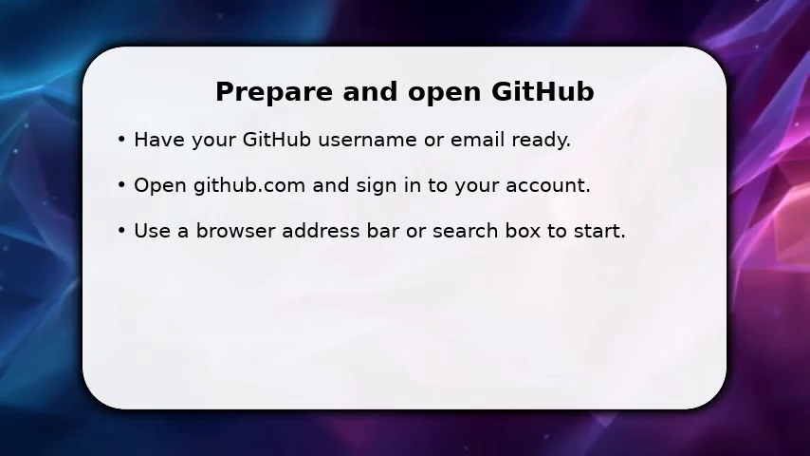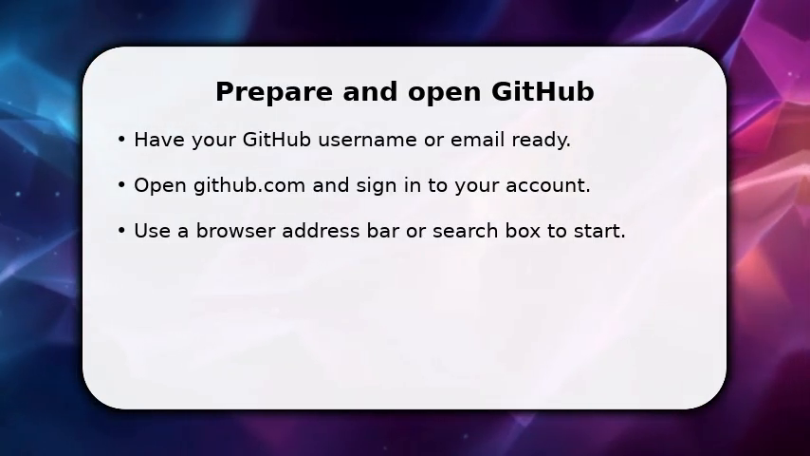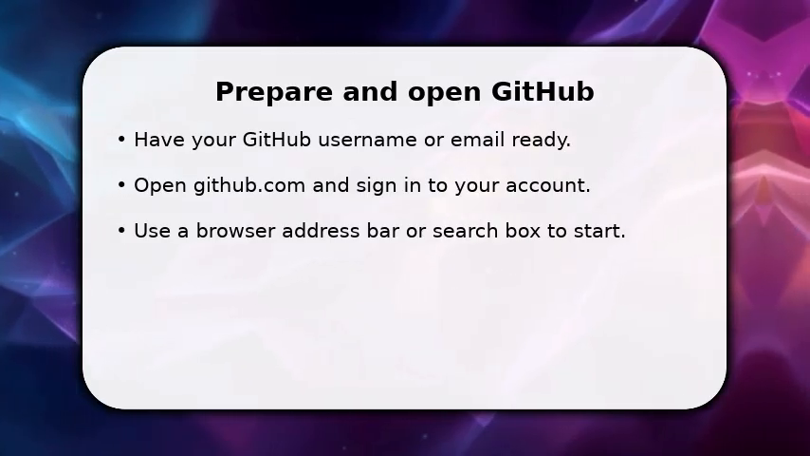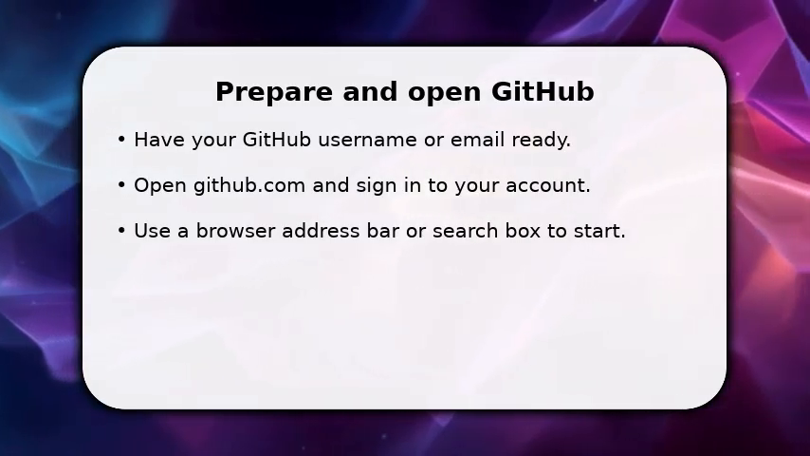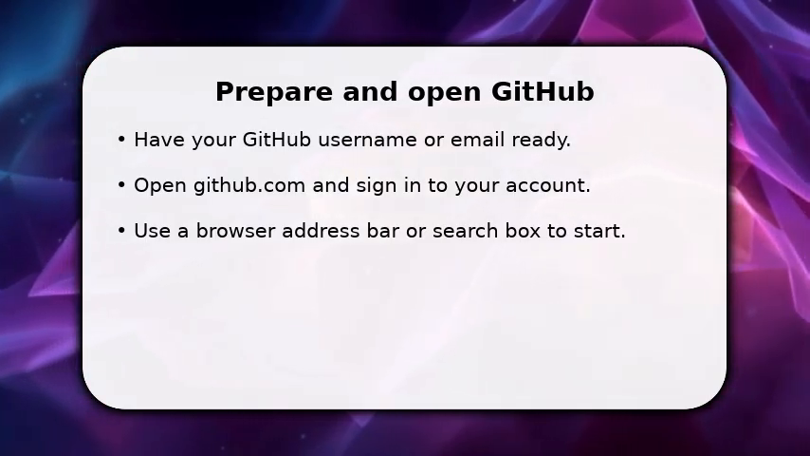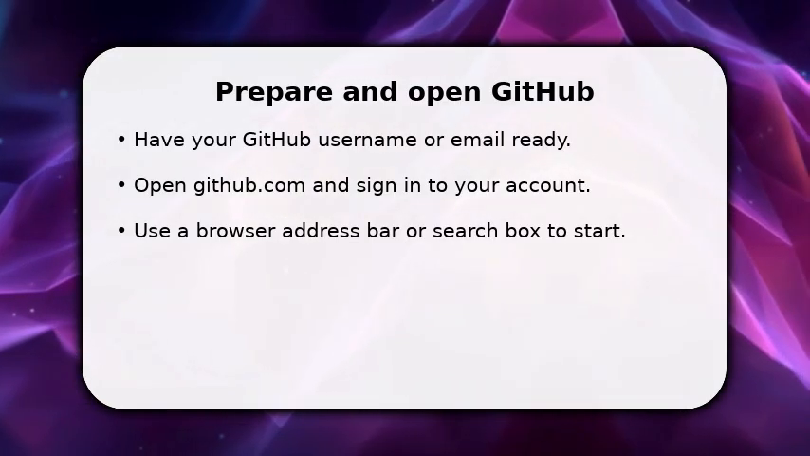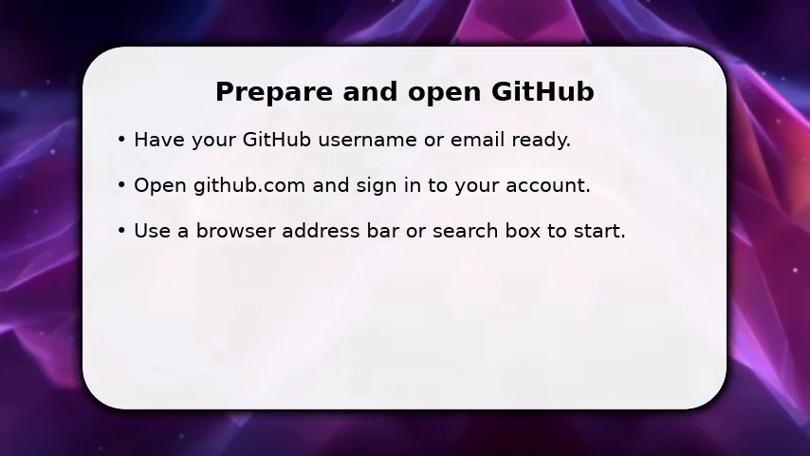You start by signing into GitHub so you can view your precise account page. Make sure you use the account that hosts the profile you need. Once signed in, click your avatar at the top right and select your profile to load the page. If you don't remember the exact username, check your account settings or recent activity to confirm it. These quick checks prevent searching for the wrong account.